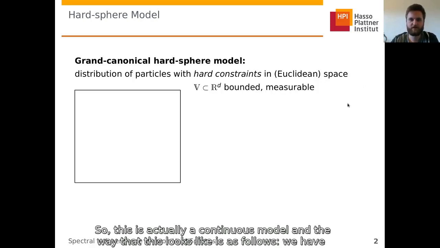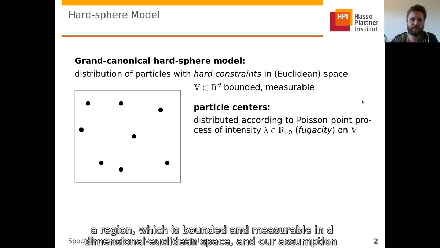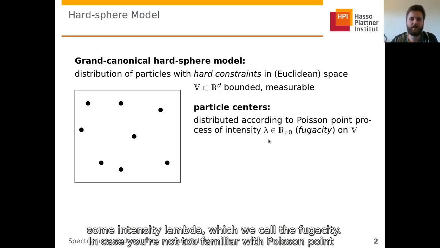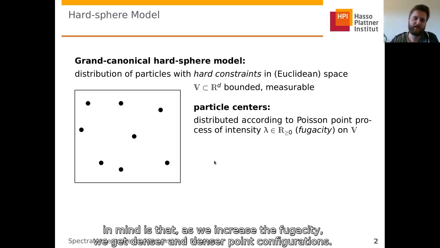And the way that this looks like is as follows. So we have a region which is bounded and measurable in d-dimensional Euclidean space. And now the assumption is that particle centers are distributed according to a Poisson point process with some intensity lambda, which we call the fugacity. In case you're not too familiar with Poisson point processes, it's actually not that important for now, but one thing that you could keep in mind is that as we increase the fugacity, we get denser and denser point configurations.